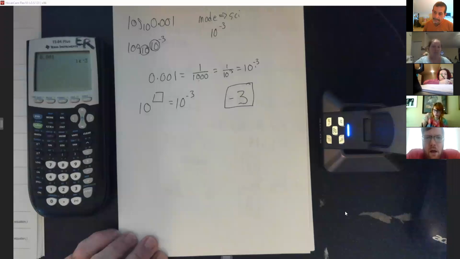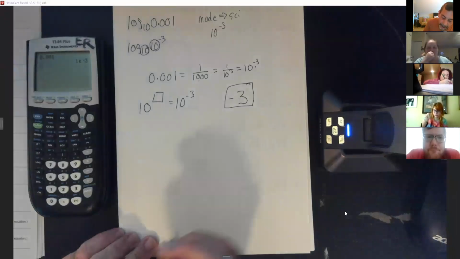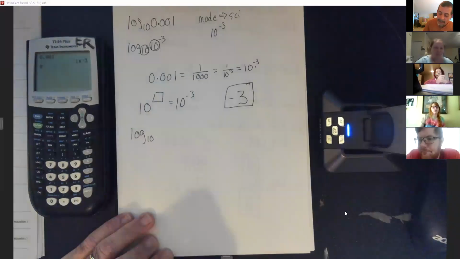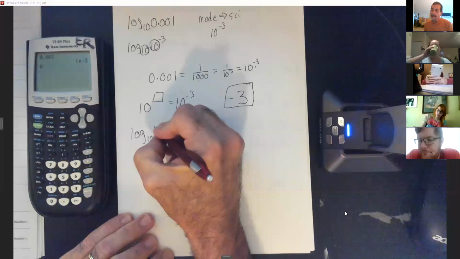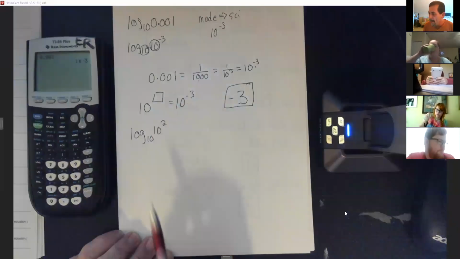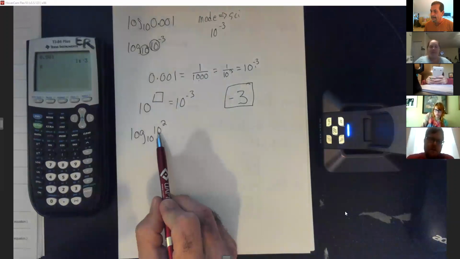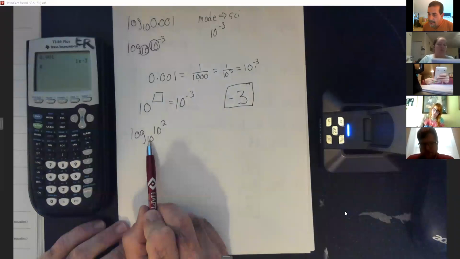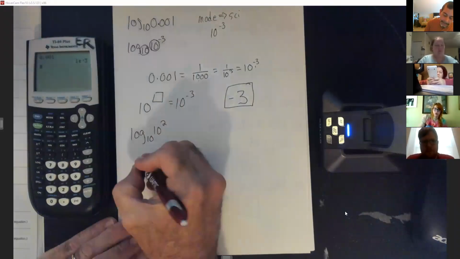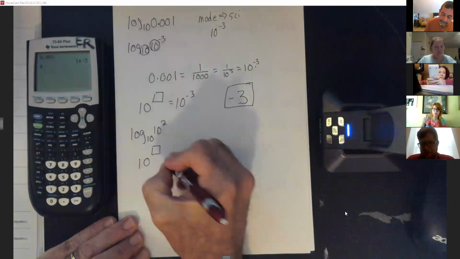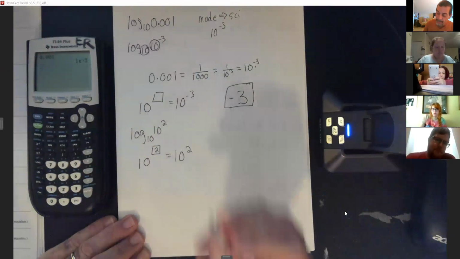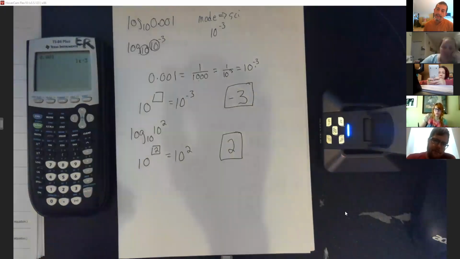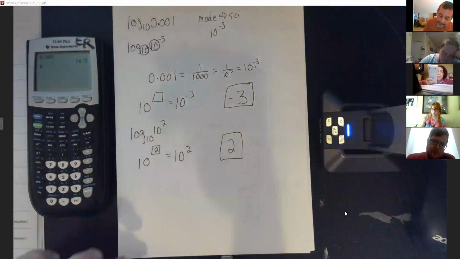Okay? So watch this. Log base 10 of 10 squared. So really, what is 10 squared equal? It's 100, right? So what exponent would I raise 10 to make it equal 100? 2. And that would definitely be a 2. So if the bases match, the answer is always going to be that exponent that's sitting up here, okay?